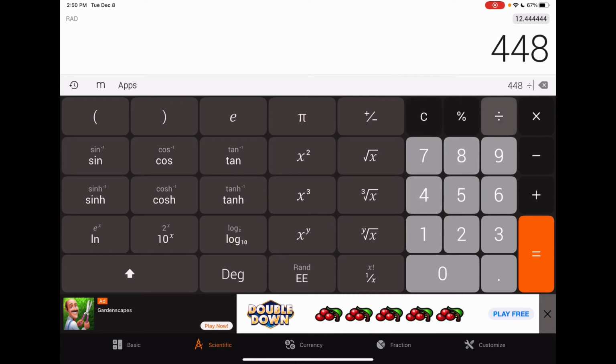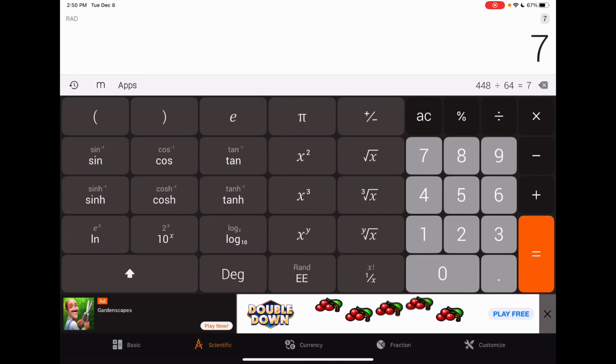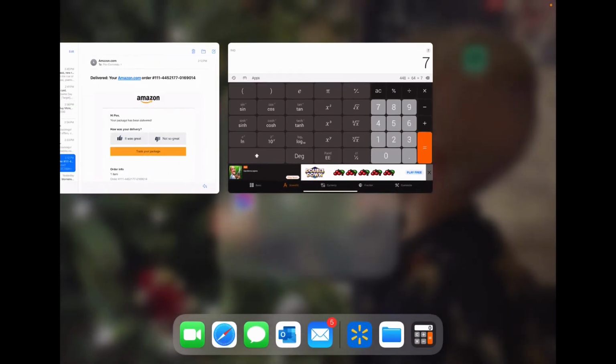448 divided by, let's see, what are the bigger ones even than that? How about 64? Oh, there we go. So now I have 64 times 7 gives me 448. 7, I think I won't be able to go any farther than that.